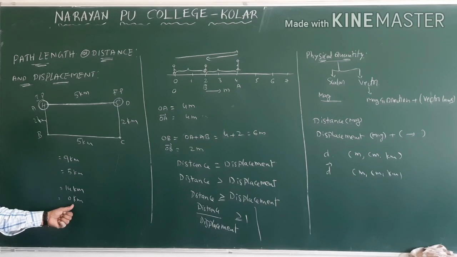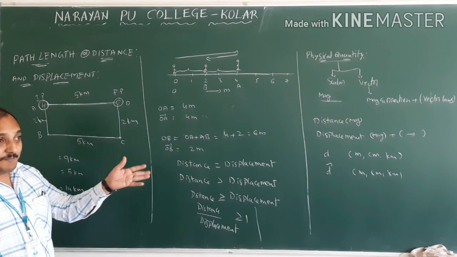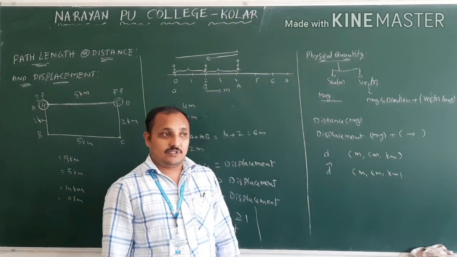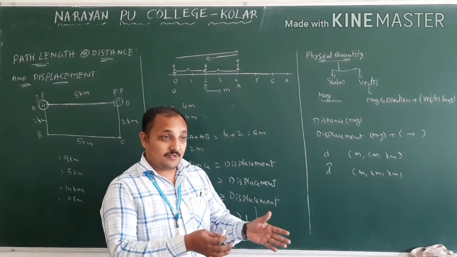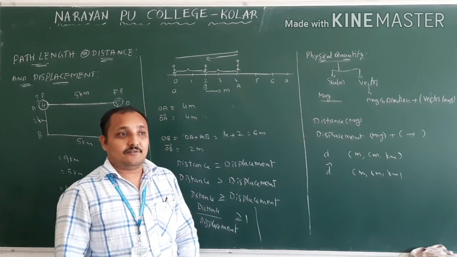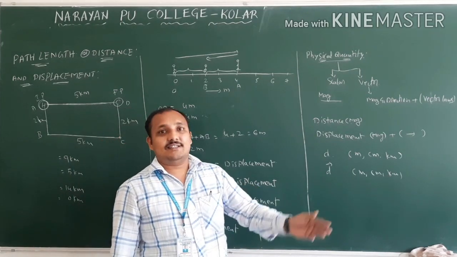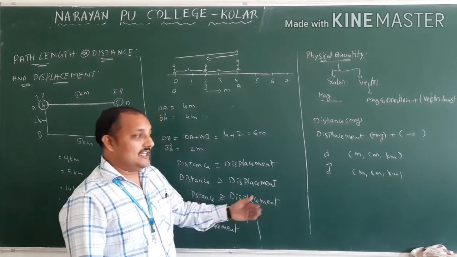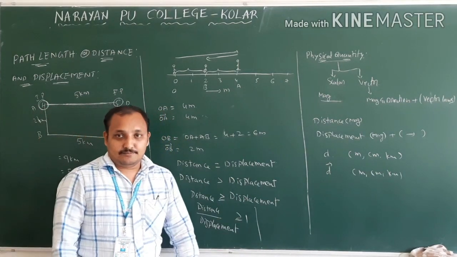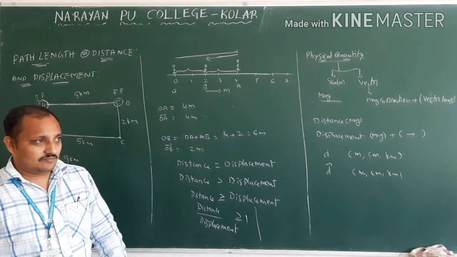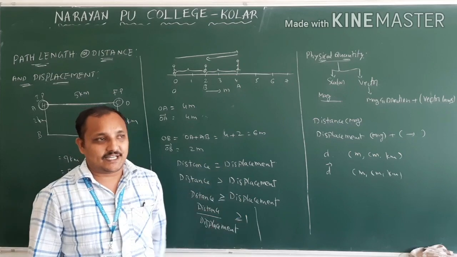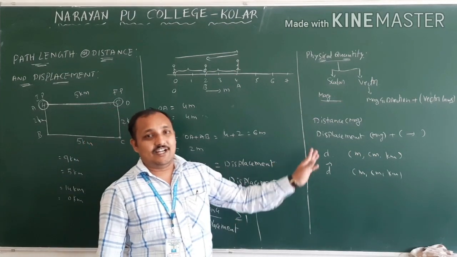Here is one case. Displacement is 0, but we can't get distance as 0, isn't it? Unless and until you move. If you are at home only, your distance and displacement will be 0. Once you move, distance will not become 0, but displacement can be 0. Now we got that distance cannot be 0, displacement can be 0. That is also one of the differences.